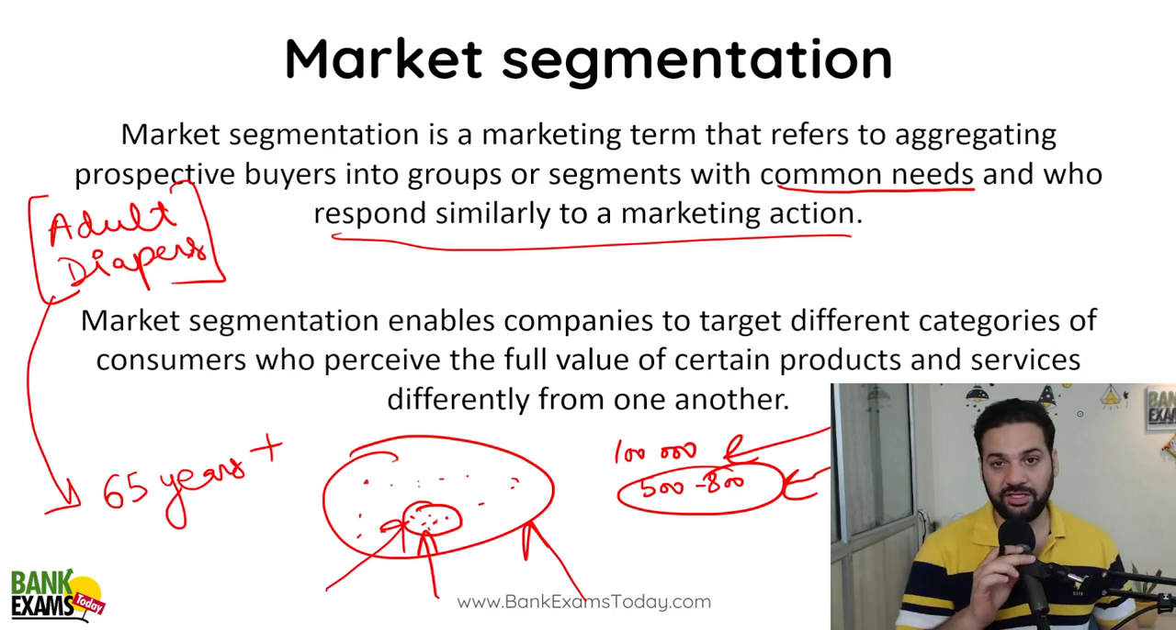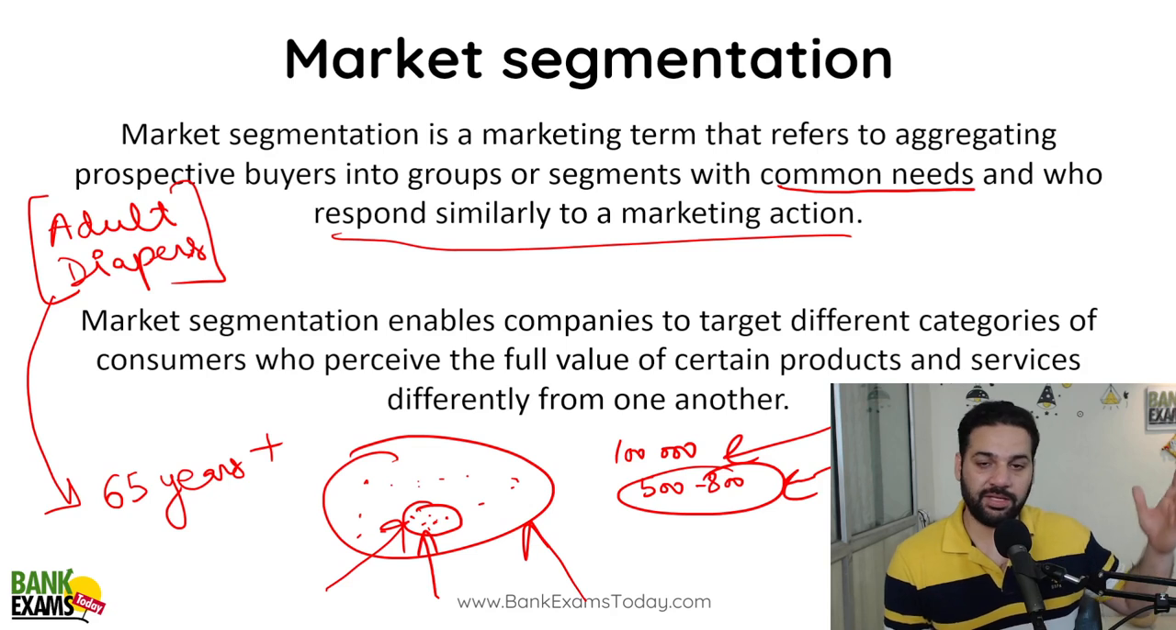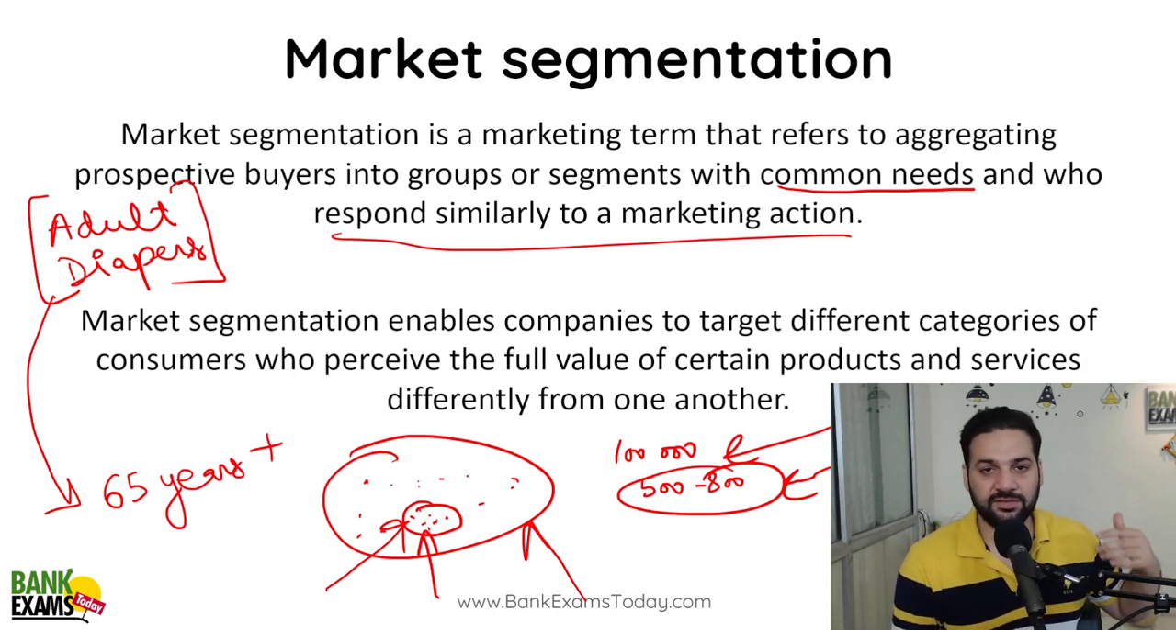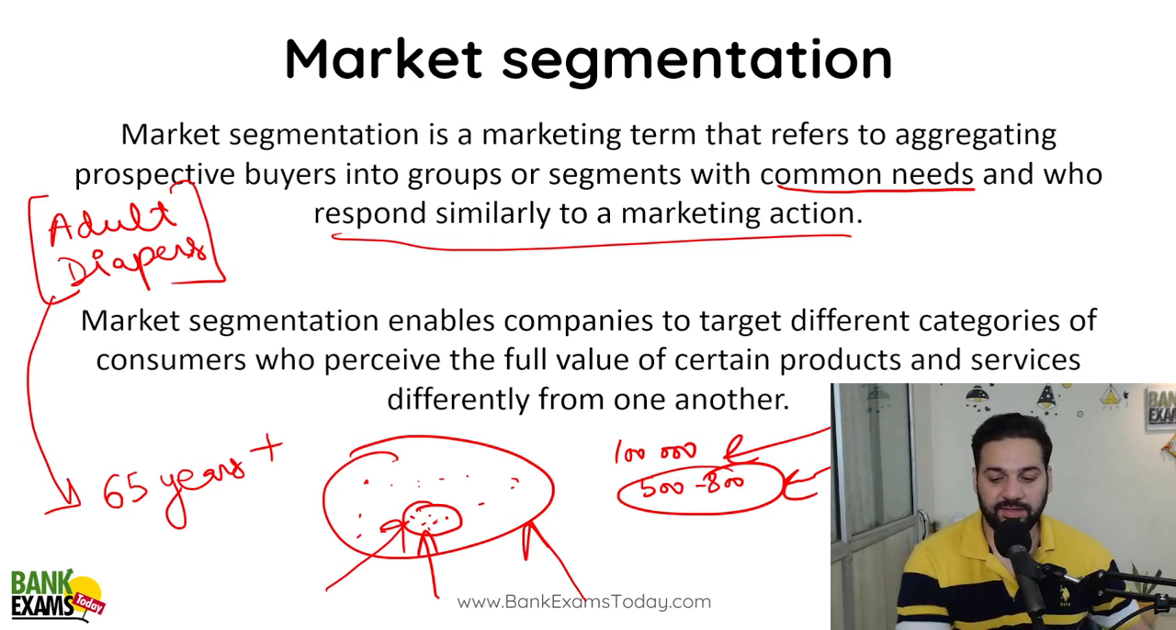Where can we find these people? Hum aise logon ko kahan dhoond sakte hain? Maybe in the morning, maybe at gardens. So most of these 65 plus people, you can find them at gardens. If there is a huge garden in your city, you can find them there, okay? Or some religious place. So this is very common, right? So this is a good example.